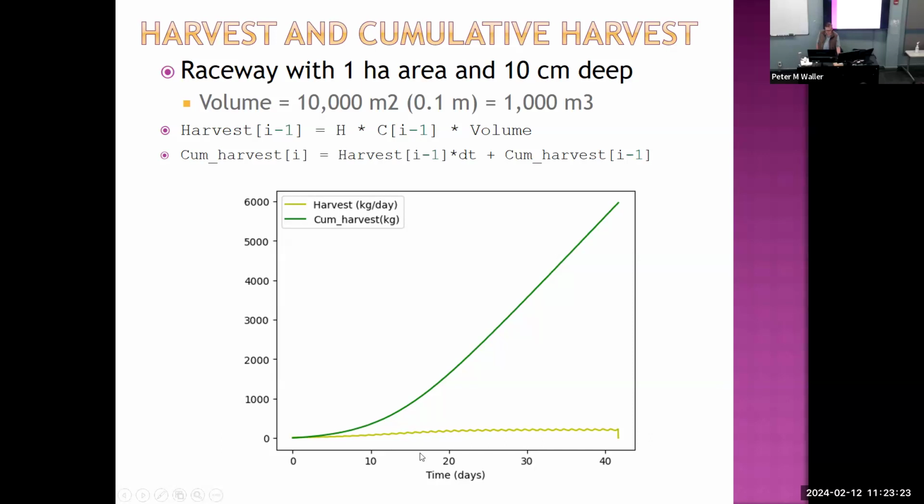And my harvest in kilograms per day is too low down here to see what it is. But what we're really interested in is how many kilograms we're getting off the raceway. And so we're getting about 6,000 kilograms off the raceway if we just harvest at a constant rate from the time we start.